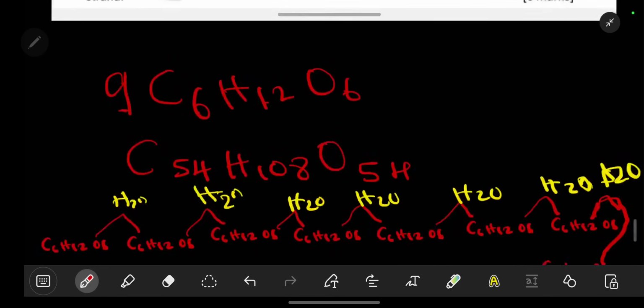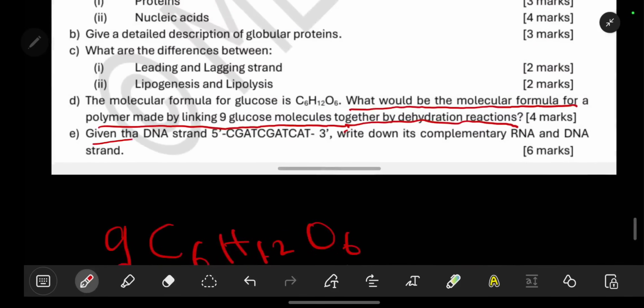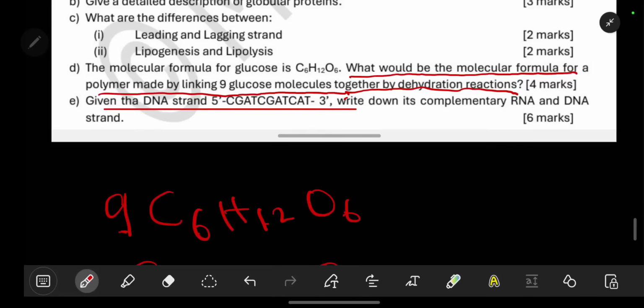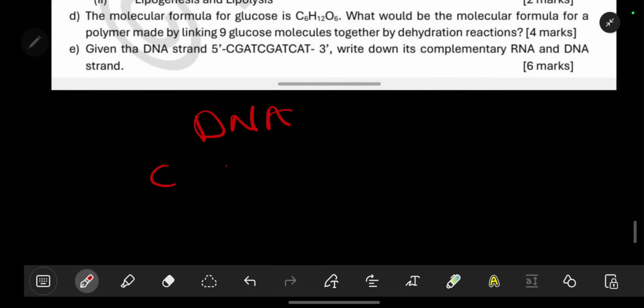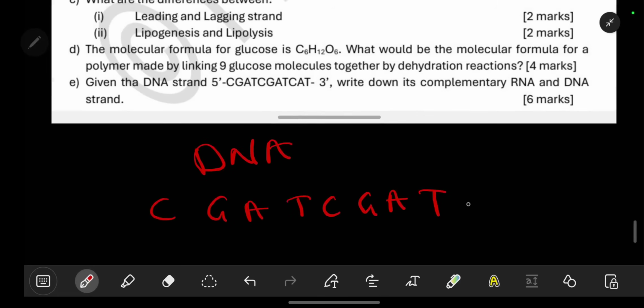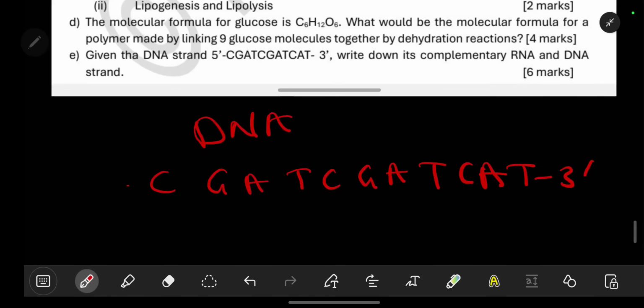Last question is saying that we have been given this DNA strand, write down its complementary RNA and DNA. So for DNA, this is how we write. We have our C, G, A, T, C, G, A, T, C, A, T, like that. We have 3 prime, then here we have our 5 prime, like that.